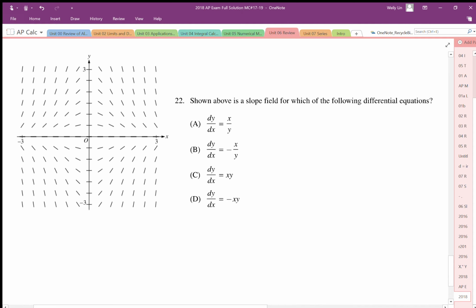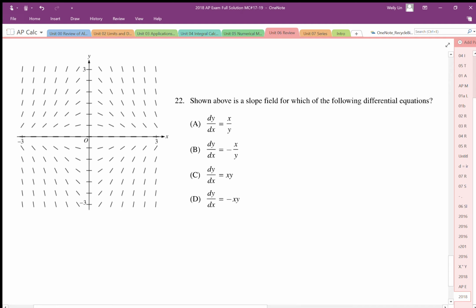Number 22 shows a slope field for the differential equation. One of these differential equations will fit this slope field. So we can just test coordinates in the equations and see if they match. Now there's some things we can do. So there's some hints that we can use.